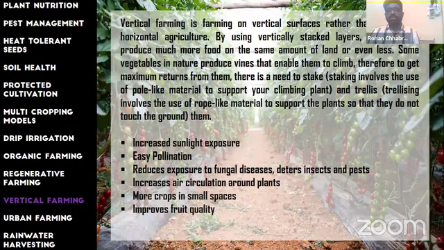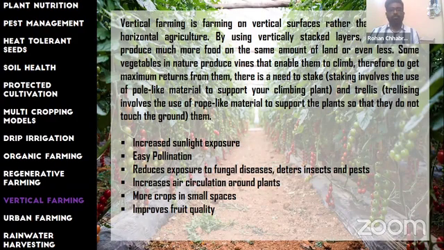Then there is vertical farming. So vertical farming is farming on vertical surfaces rather than traditional horizontal agriculture. By using vertically stacked layers, farmers can produce much more food on the same amount of land or even less. Some vegetables in nature produce vines, such as cucumbers, tomatoes, bell peppers, and certain fruits also, like watermelons and melons. And we can enable these vine crops to climb, therefore getting maximum returns from them. There is a need to stake these plants or bind them to a support using a rope-like material.